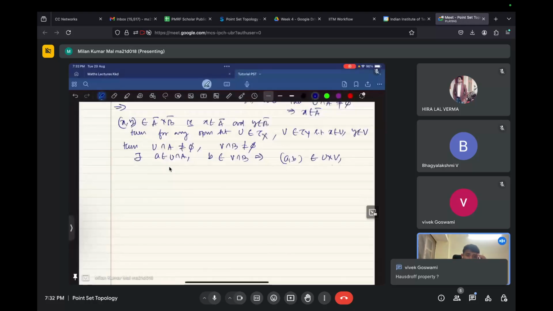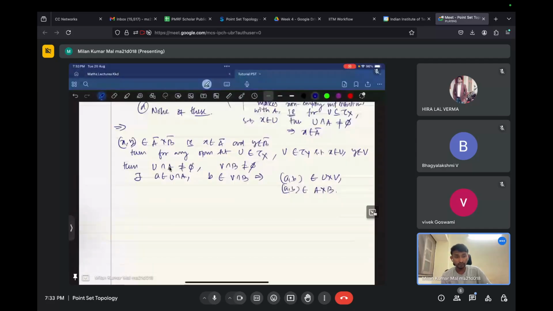No Hausdorff property here. We are not going to any Hausdorff property. First of all, I want to make sure about your confusion here: A is a subset of X and B is a subset of Y. These two spaces are different. X and Y as topological spaces are different.